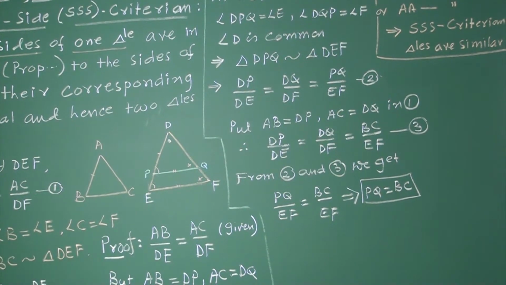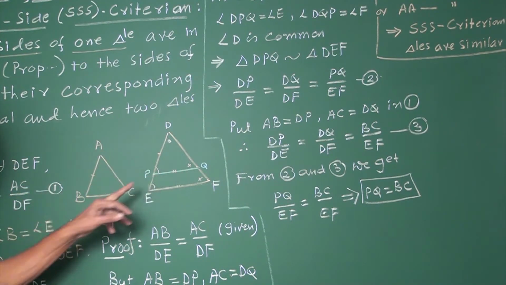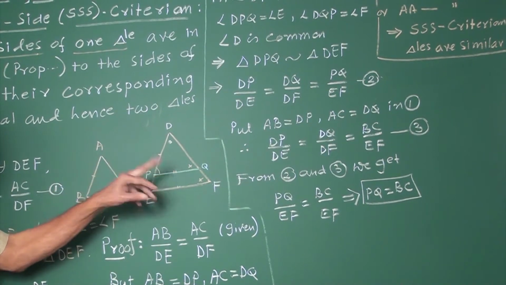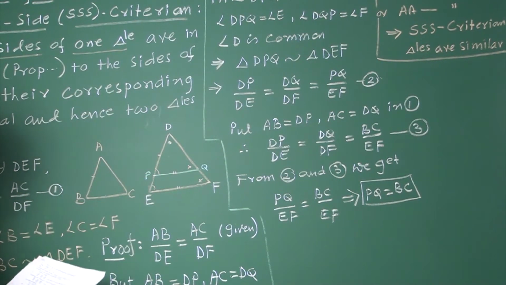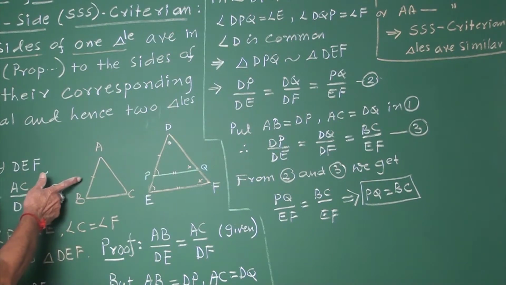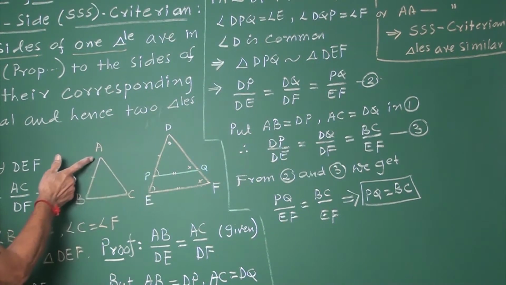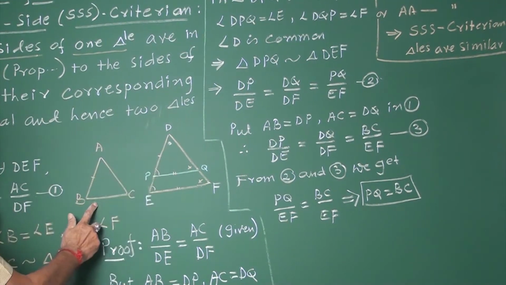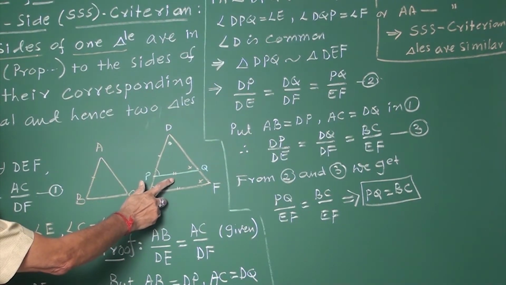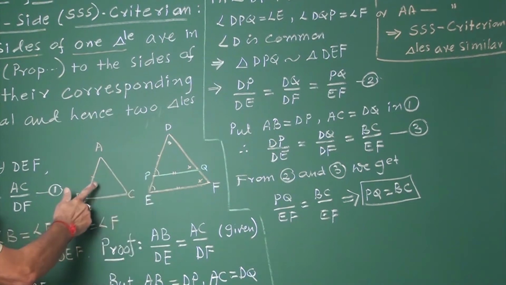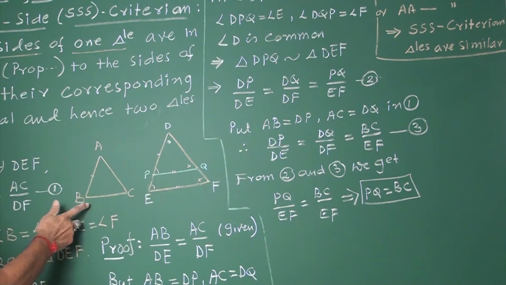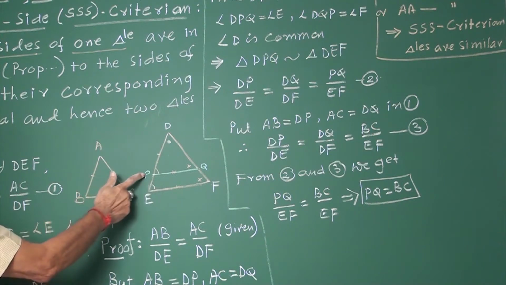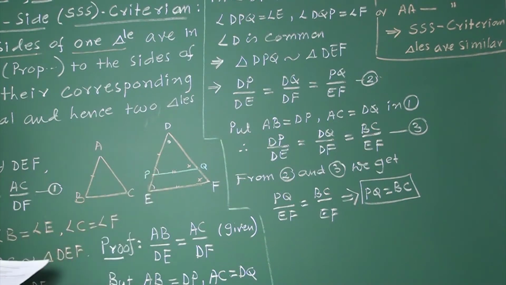Now consider these two triangles, triangle ABC and triangle DPQ. AB is the same as DP, AC is the same as DQ, and BC is the same as PQ. Hence all three sides of one triangle are equal to another triangle. Then naturally angles are equal. So angle A is angle D, angle B is angle P, and angle C is angle Q. Write it, my friends.